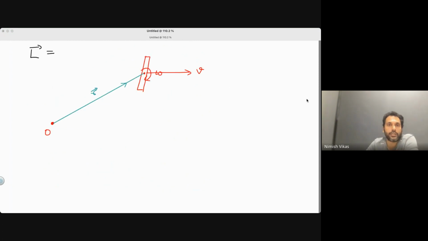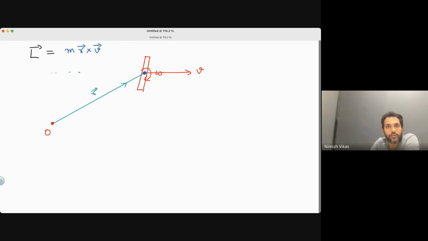So coming to this, for a body which is not a point body, how to write the angular momentum? First thing is, you write as if it was a point body. So if it was a point body, it was M R cross V, which is MV R perpendicular, by the way. Is that clear?